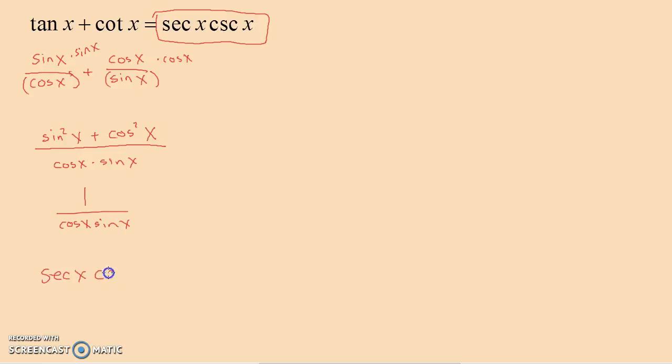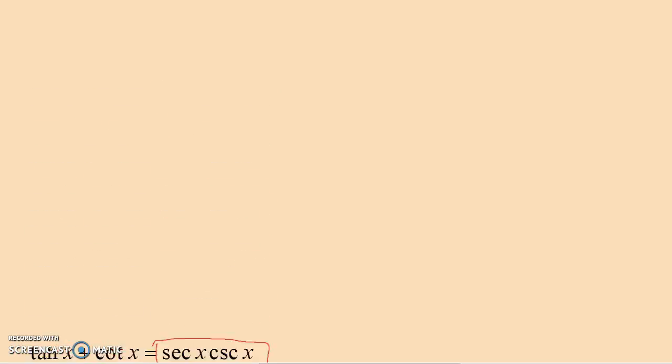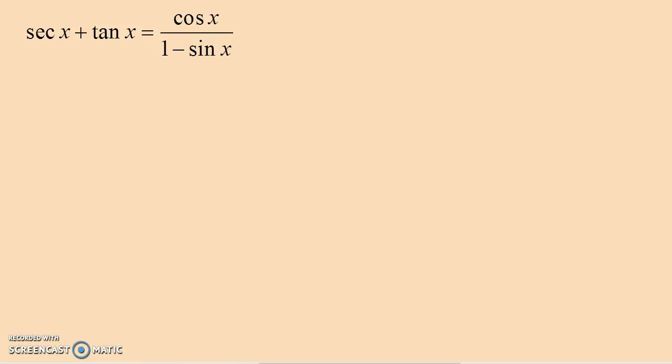1 over sine is cosecant. Voila! I'm done. I took all my identities, I worked the left-hand side, and I got my final answer for the right-hand side. Very, very, very simple. And here's another one. This one's, again, a little bit of a tricky one, but it's actually not too bad if we start breaking it down.